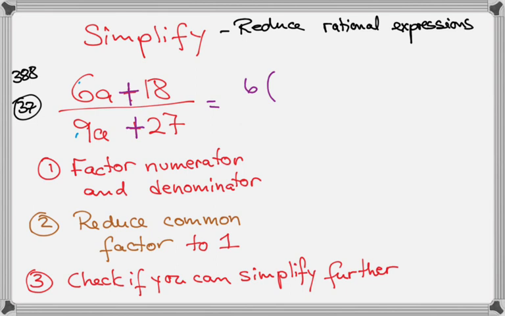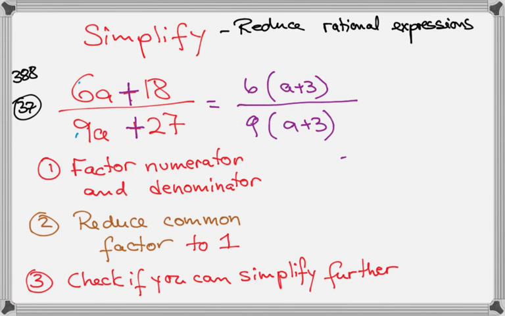What's in the parentheses? A plus 3. Okay, now we got to factor the denominator. 9a plus 27. What can you factor out here? A 9. And in parentheses is a plus 3. You must factor first.